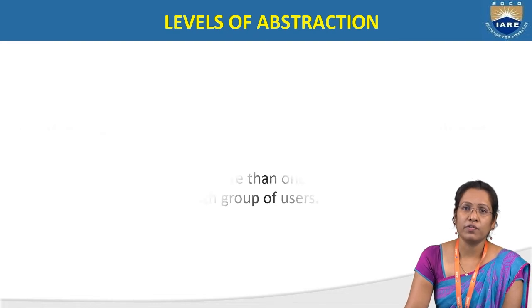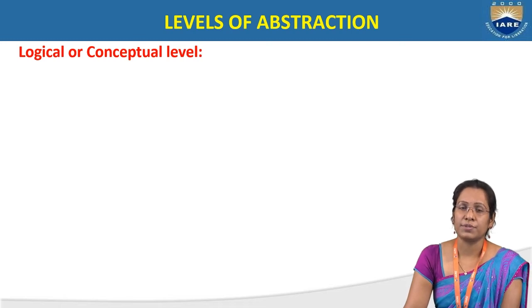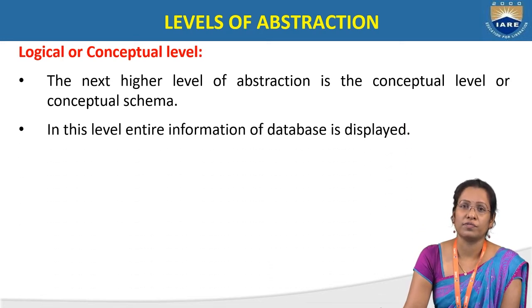Next, we go with the next level of abstraction, that is the logical level or conceptual level. This is the second, next higher level of abstraction, also called the conceptual schema or logical schema. What does this logical schema or conceptual schema do? It mainly focuses on displaying the entire information of the database.